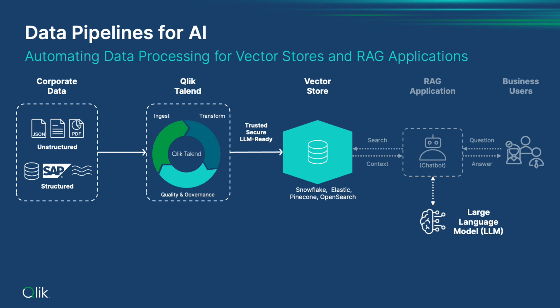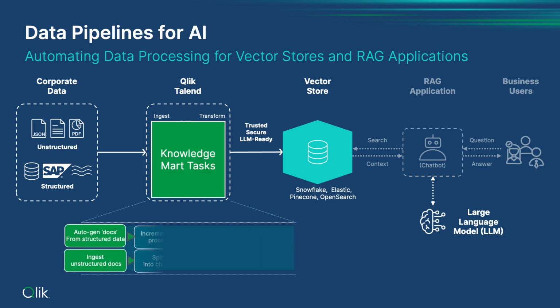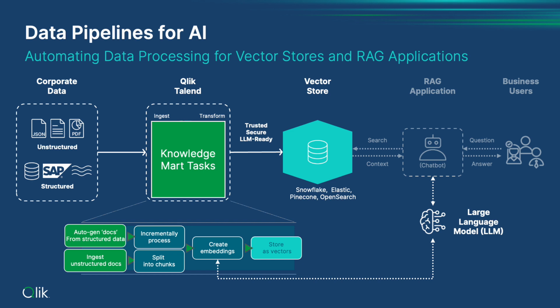And the introduction of Knowledge Marts allows us as an organization to really innovate and make it a lot easier for folks to add them to existing pipelines. What we do is for unstructured data, we take those document formats, we split them into chunks, as I mentioned, and then vectorize this information after creating the embeddings, and then they can be retrieved by our chatbot.